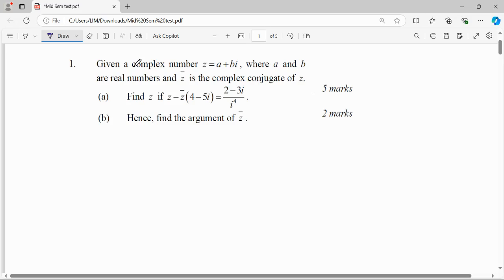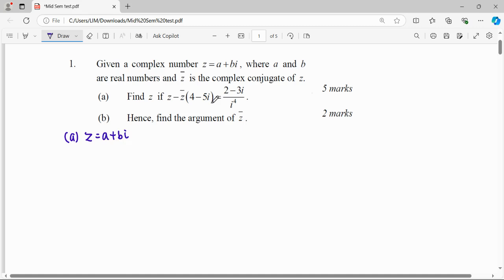Hi everyone, in this video we're going to discuss our Mid Sem test. For question 1, given a complex number z equals a plus bi, where a and b are real numbers and z bar is the conjugate of z. For question A, find z, which means you have to find out what your complex number is here.